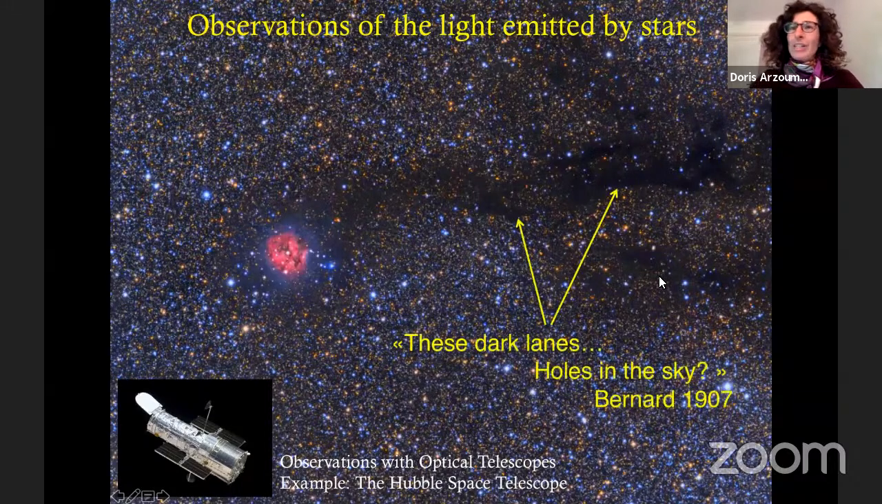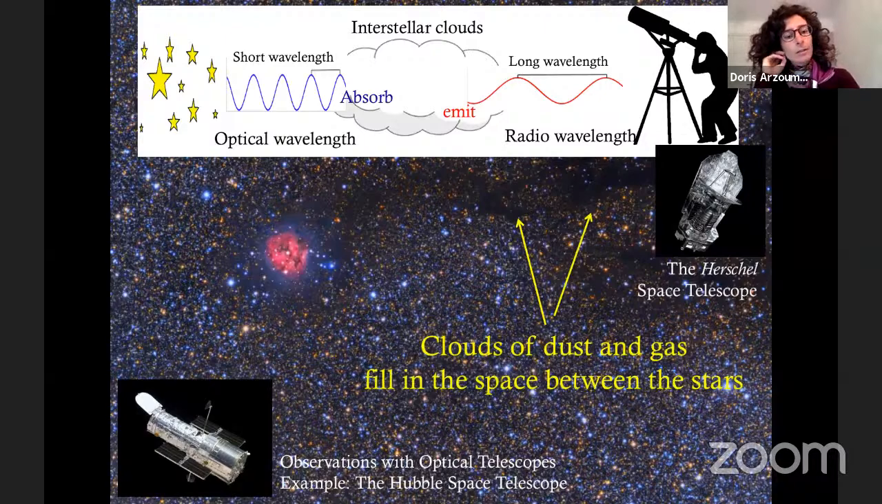This was noticed a long time ago, in the 1900s. And the question was asked, these dark patches, are they holes in the sky? Are there regions where there are not enough stars, like in other regions? And very quickly, astronomers understood that actually, no, these are not holes in the sky, but regions filled by dust and gas, which absorb the short wavelength emission emitted by the stars in the background.